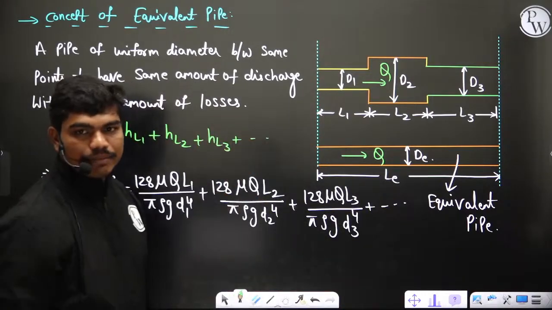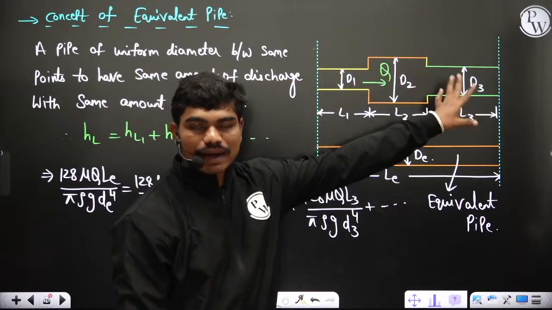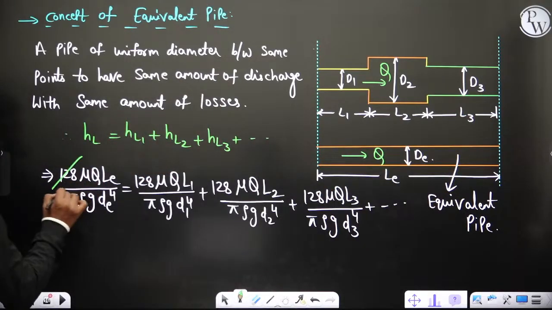The fluid flowing is the same in all the pipes, correct? Because it's a series. So whatever fluid flows here, the same fluid will flow here. That means in every pipe the dynamic viscosity is the same. The same fluid is flowing in this pipe too. So clearly this 128 by pi is anyhow constant.